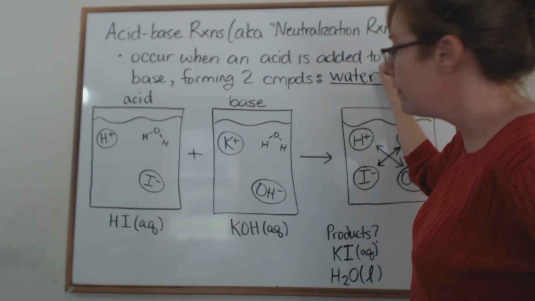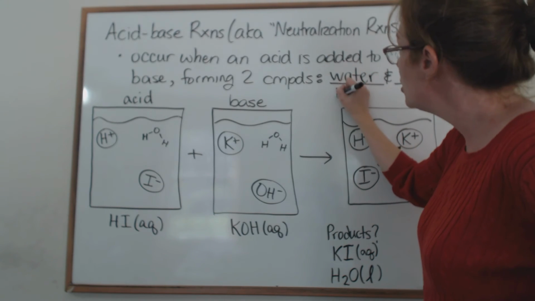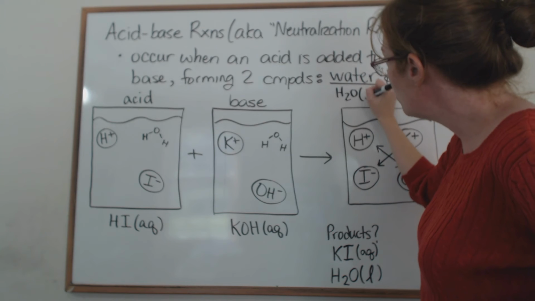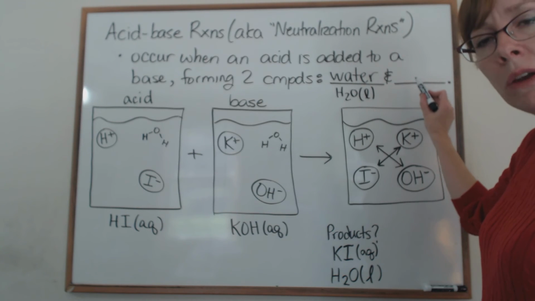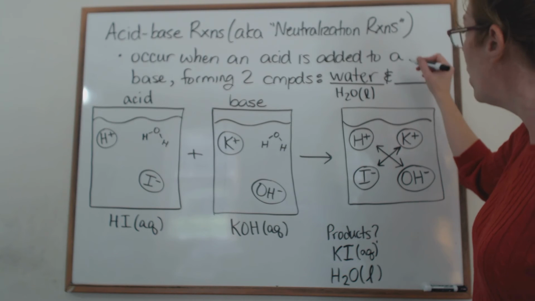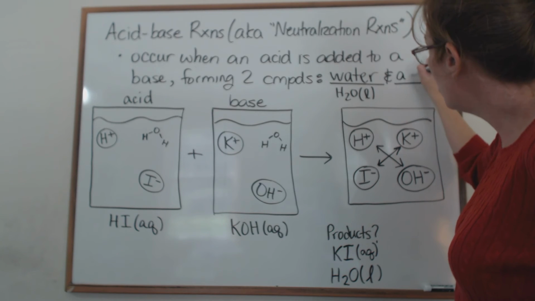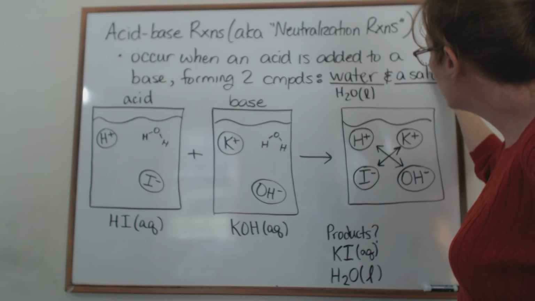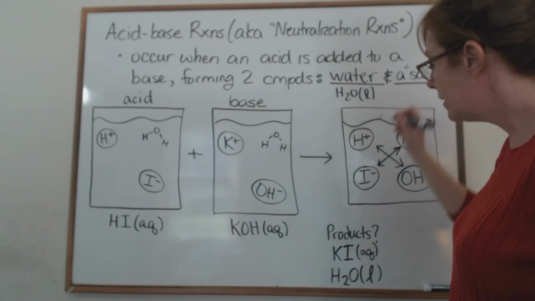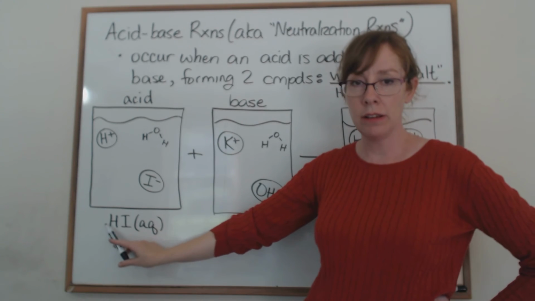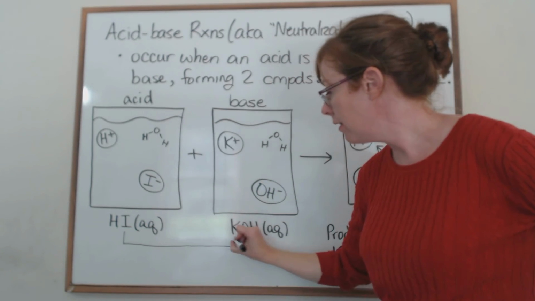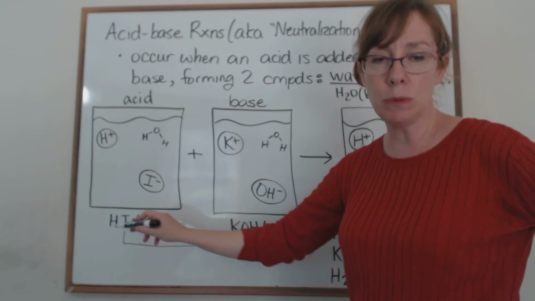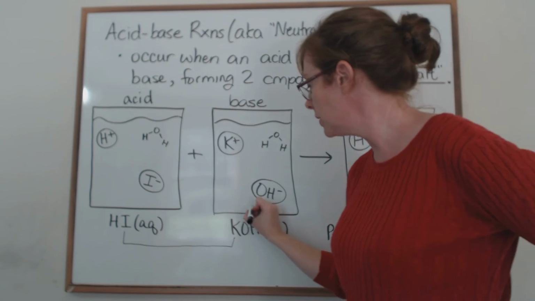I'm writing water. If you want, you could write H2O. Just remember, the phase label will always be liquid, and that really does matter. The second one is a salt, because it depends on what your acid and your base were. We only got KI, potassium iodide, because these were the acid and the base that we chose.